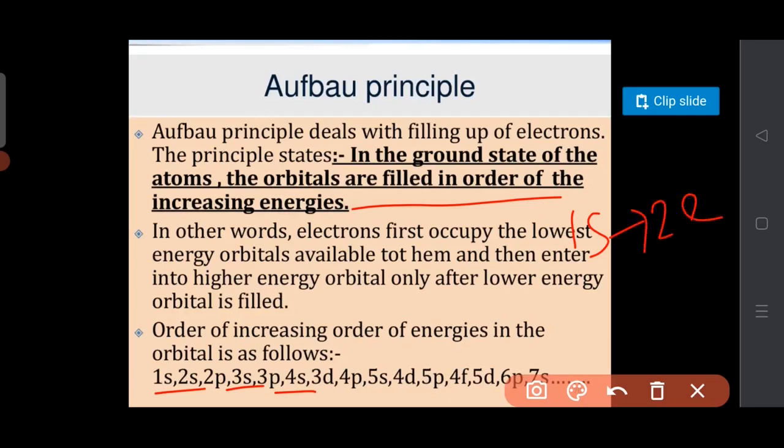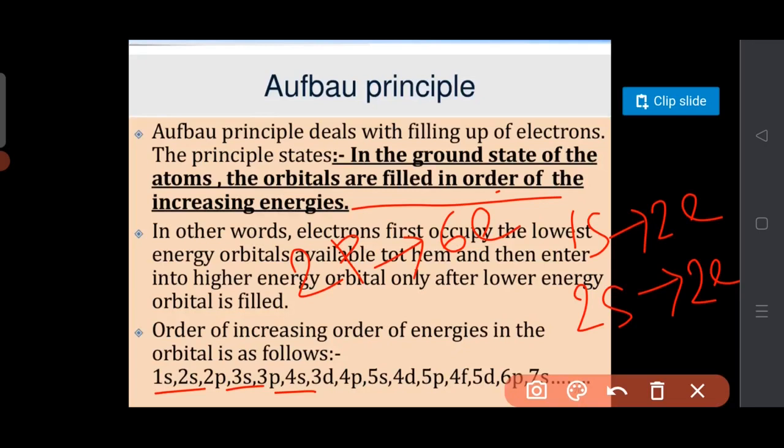Okay, 2 electrons it will contain. After that the electrons will go to the 2s orbital, and the 2s orbital also will be filled with 2 electrons. After that the 2p orbital will come, and the 2p orbital can take a maximum of 6 electrons. Every p orbital can take a maximum of 6 electrons.